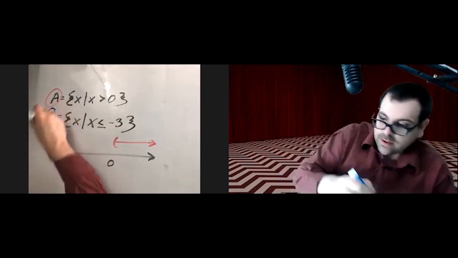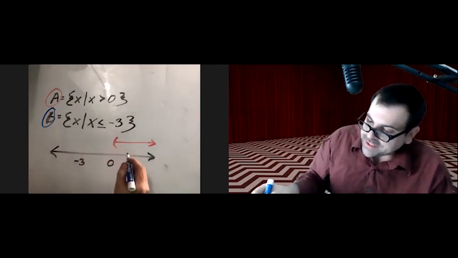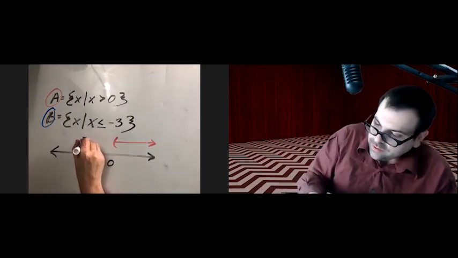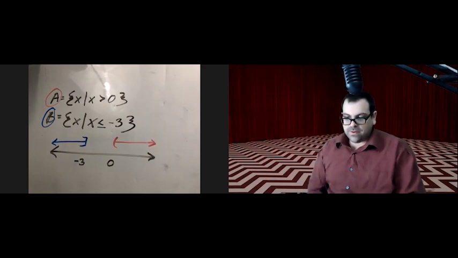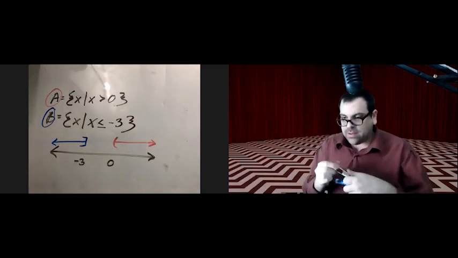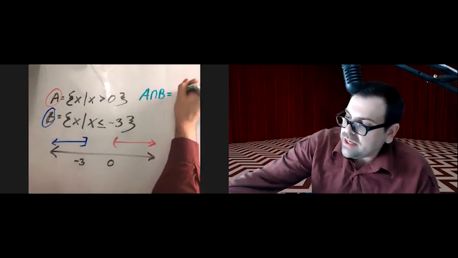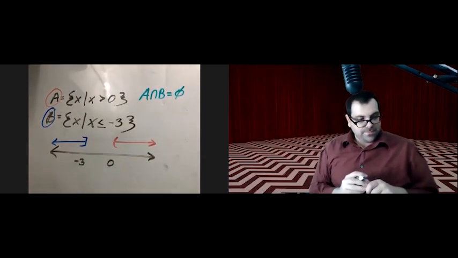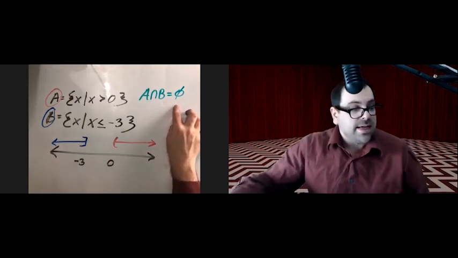B, that's going to be less than or equal to -3. Notice I didn't go below because there's not going to be an overlap here. No overlap means that there is no intersection. A intersection B is the empty set.